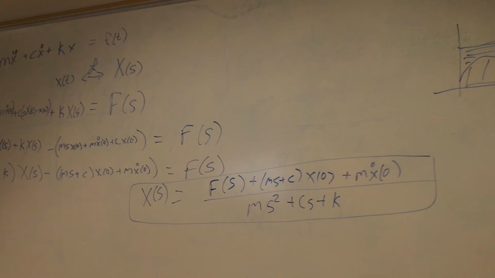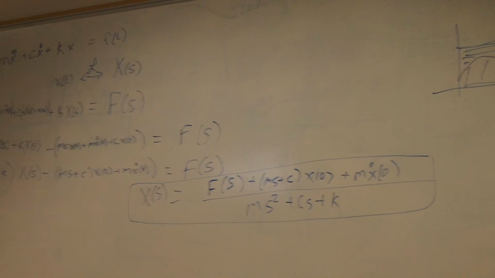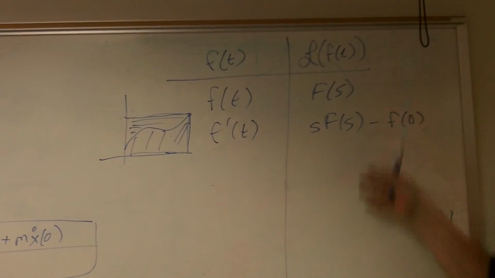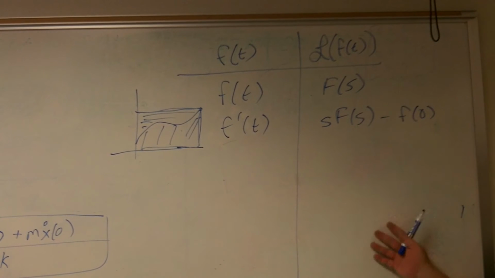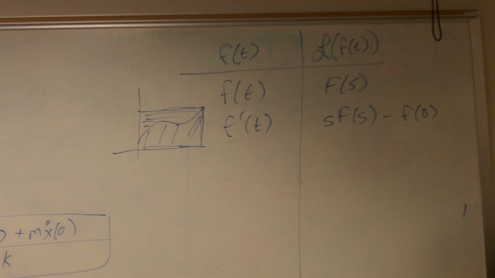Then all we need is, on the X of S side, you have a big long table, and we have tables and tables of this stuff. Just look it up on this side, combine it together with the properties, and figure out what f of t was. That's just a big lookup. It is nothing more profound than that.